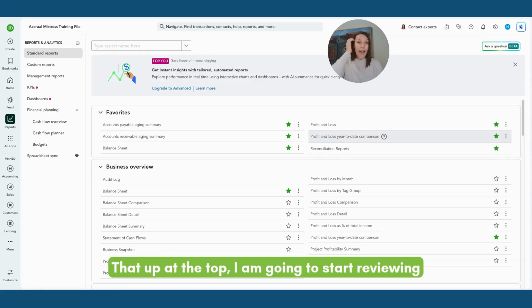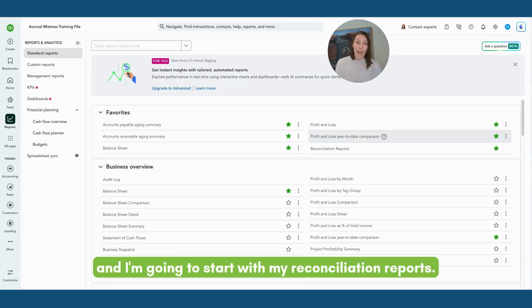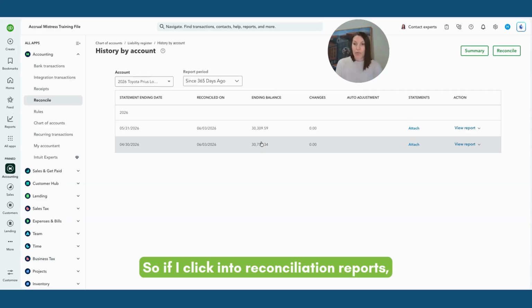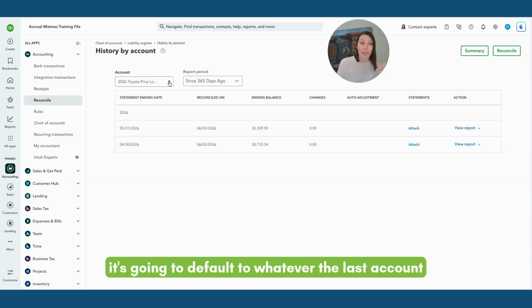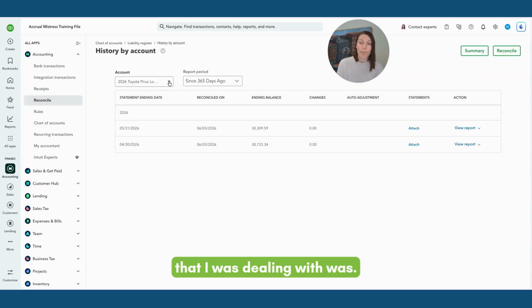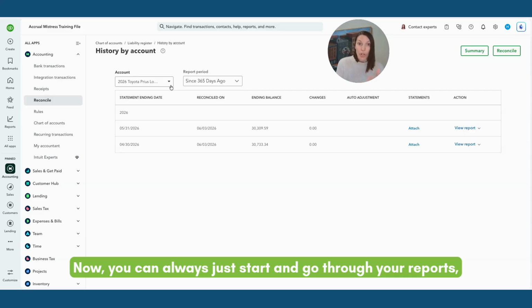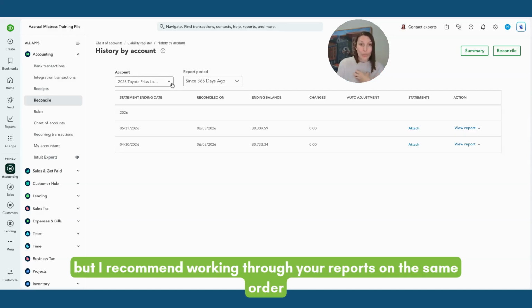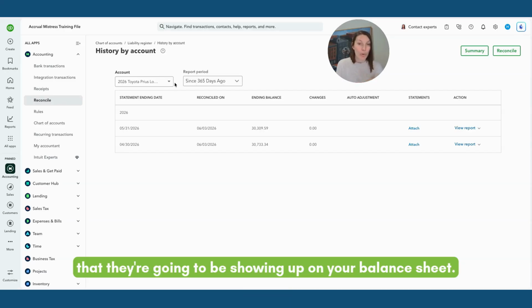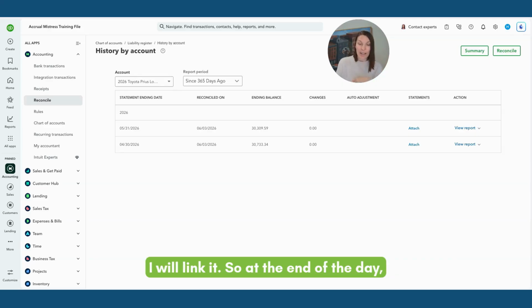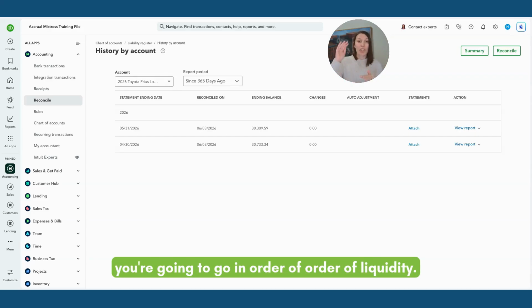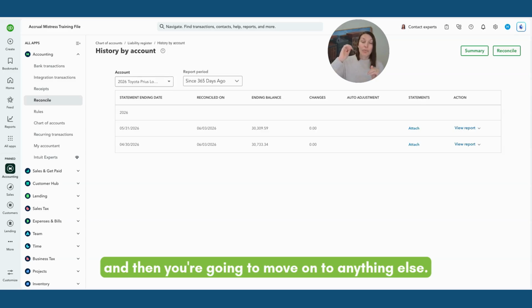Now that I have all of that up at the top, I am going to start reviewing, and I'm going to start with my reconciliation reports. So if I click into reconciliation reports, it's going to default to whatever the last account that I was dealing with was. Now, you can always just start and go through your reports, but I recommend working through your reports in the same order that they're going to be showing up on your balance sheet. Now, I've done a video on how to read your balance sheet. I will link it, but at the end of the day, you're going to go in order of liquidity, right? So cash accounts, savings accounts, and then you're going to move on to anything else. So credit card accounts, loan accounts, all of that.